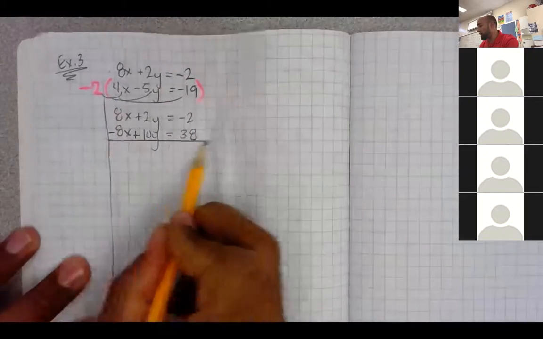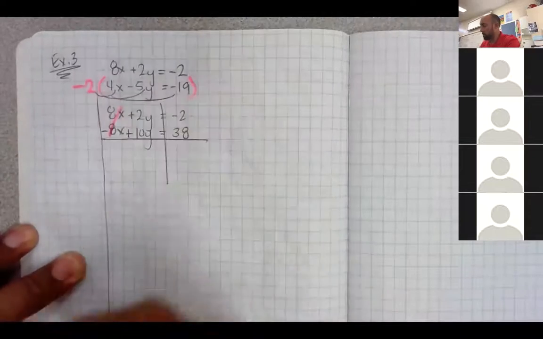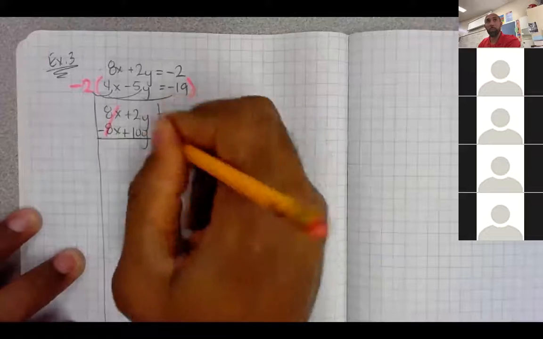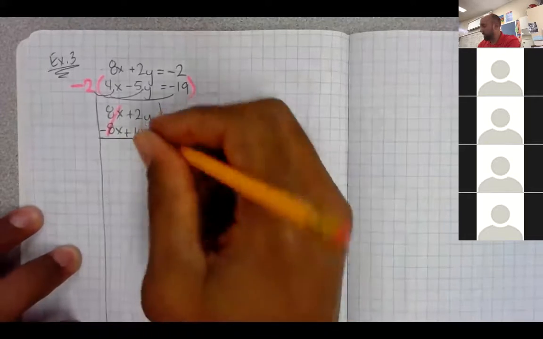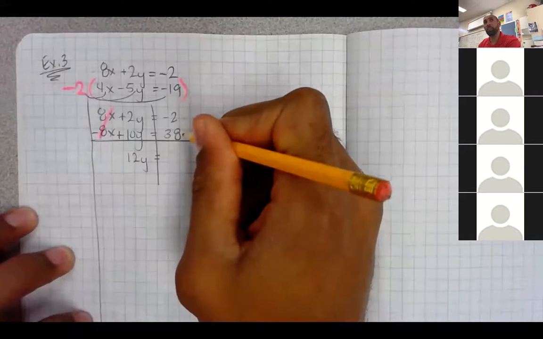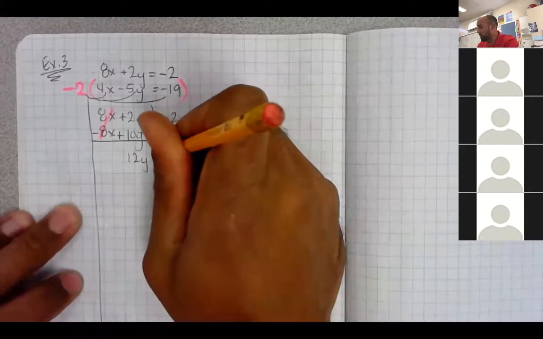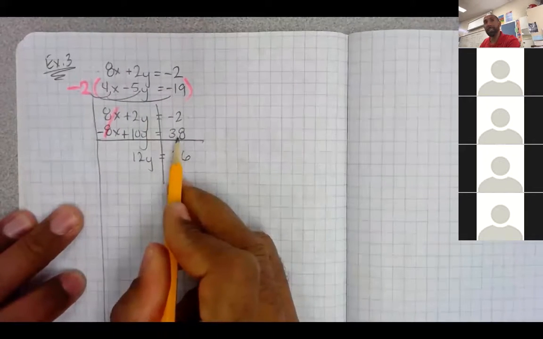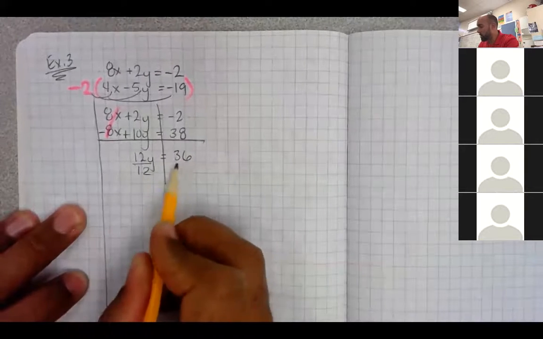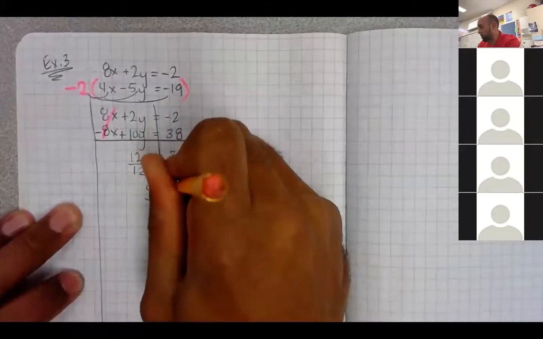Okay, so now we have our opposites. And we can cancel those, because that becomes 0. And now we just add up the rest. +2 plus 10y is 12y. And then -2 plus 38, well, those are different signs, so we subtract. 38 minus 2 is 36. 38 is the bigger number, so that'll be positive. Divide by 12. And now 36 divided by 12 is 3.